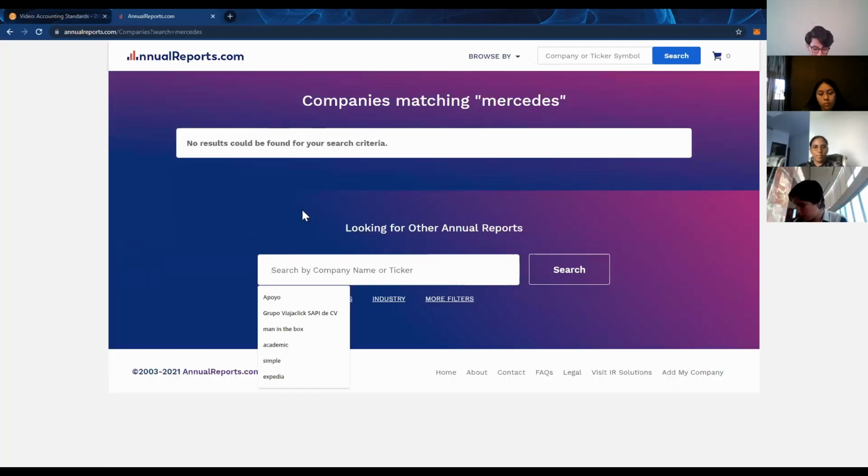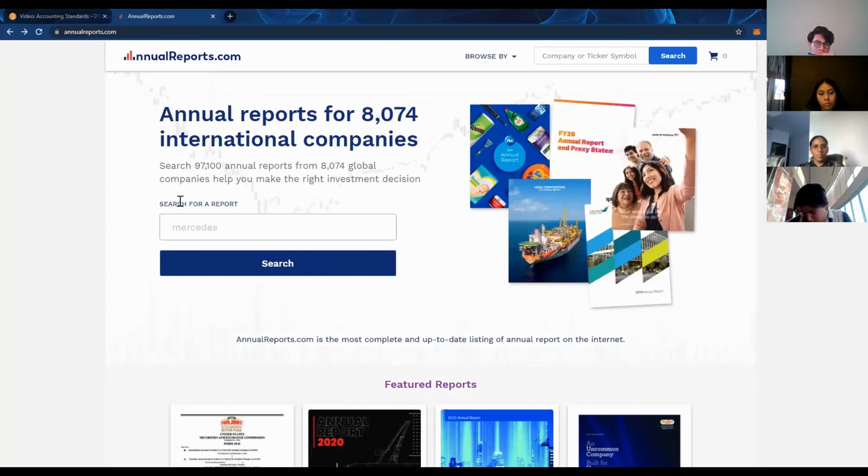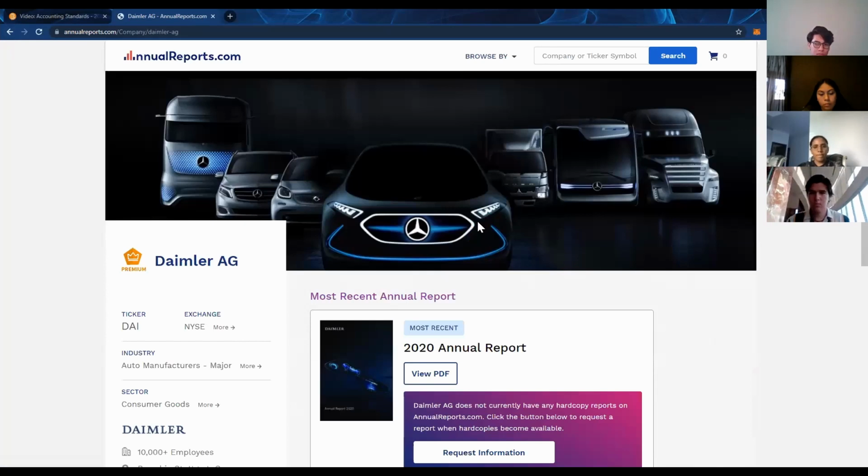Do you know the company name? Mercedes, no. Because it's not Mercedes, it's Daimler, no? Daimler. Yeah, it's something like that. Auto manufacturers.